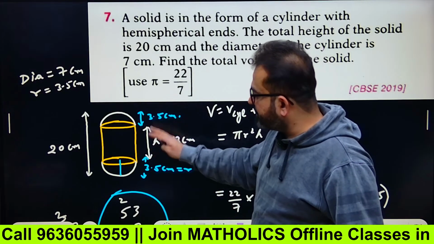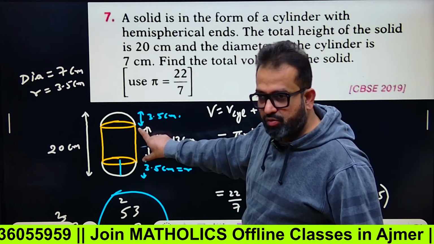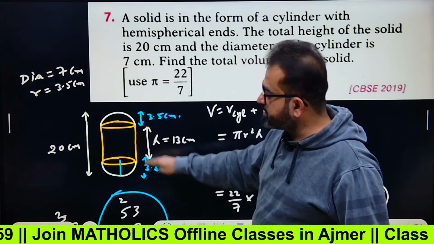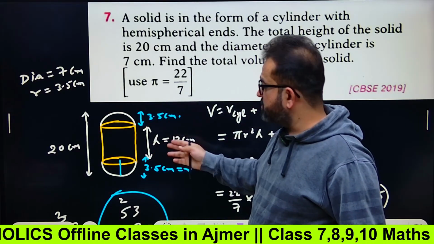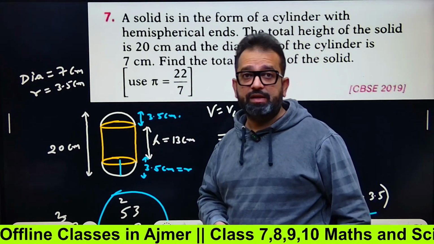So how to get the height of this cylinder? This complete is 20. This is 3.5, this is 3.5, 7. So 20 minus 7, that means 13 centimeter, right?